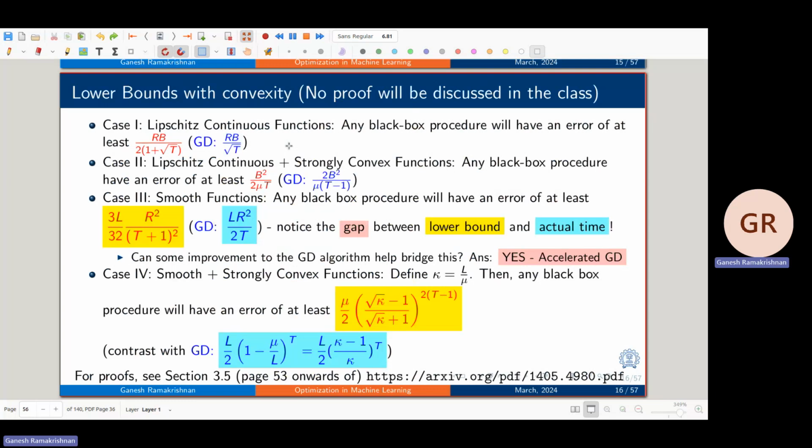Whereas gradient descent, you remember some time back we just did this, you had a multiplication and you had 1 minus mu by L raised to t, which can be viewed as kappa minus 1 divided by kappa raised to t. Not too different, right? Because this had square root kappa with the whole raised to t, and this says kappa minus 1 over kappa raised to t. Certainly not north and south pole, right? That's fine. Maybe we can get better, but this is the real gap, smooth function.